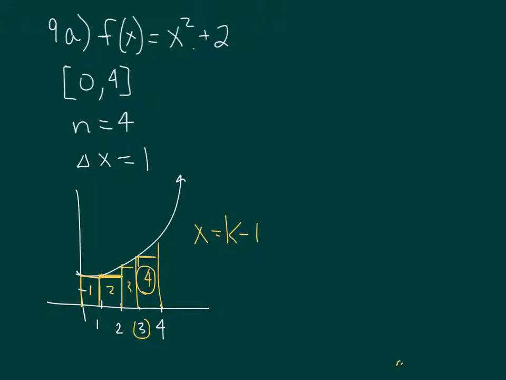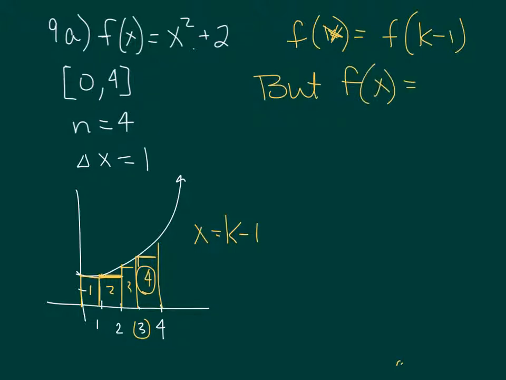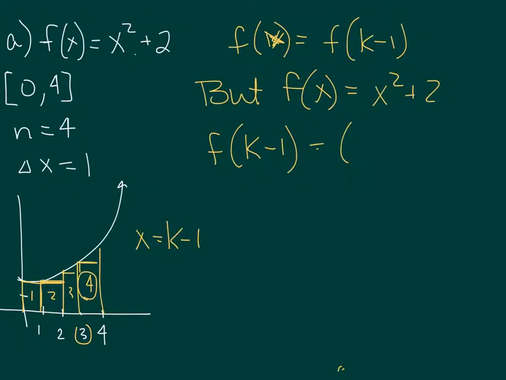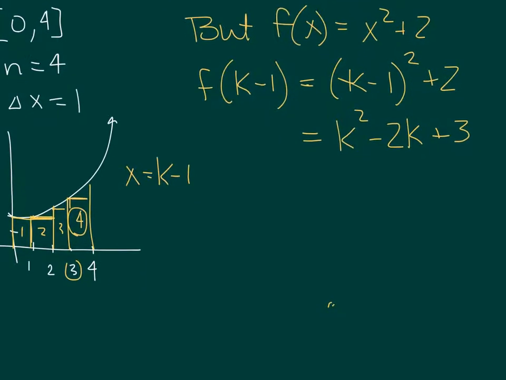And the other thing we know is that instead of f of x, we're going to be using f of k minus 1. But the other thing we know is that f of x is x squared plus 2. So f of k minus 1 is going to be k minus 1 squared plus 2. And I'm going to do the work. So this is going to be k squared minus 2k plus 1 plus 2, so that's plus 3. So now I'm ready to set up my summation notation.